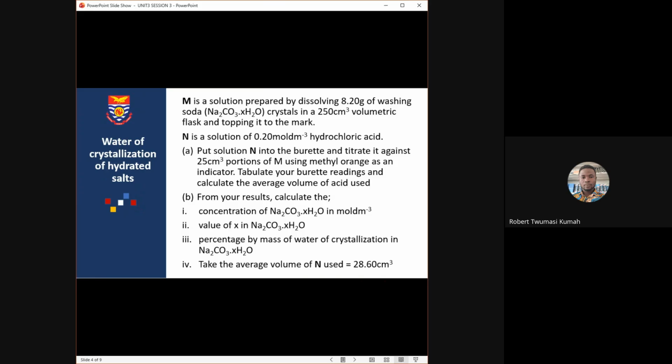M is a solution prepared by dissolving 8.2 grams of washing soda crystals in a 250 cubic centimeters volumetric flask and topping it to the mark. What information have we been given here? In this preamble, what information have we been given?